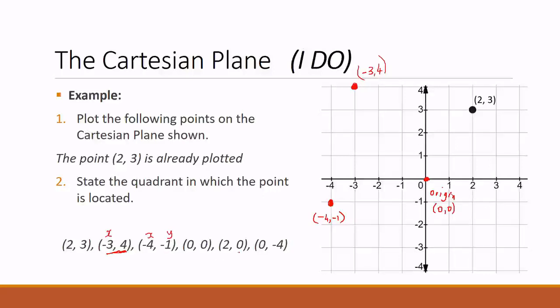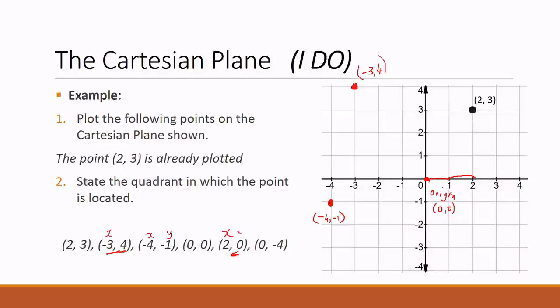The last 2 says 2, 0. So 2, 0, again, I'm starting at the origin. I look at the x direction of travel first, and I'm going to move 2 units in the positive x direction. So I move 2 units to the right. So 1, 2.